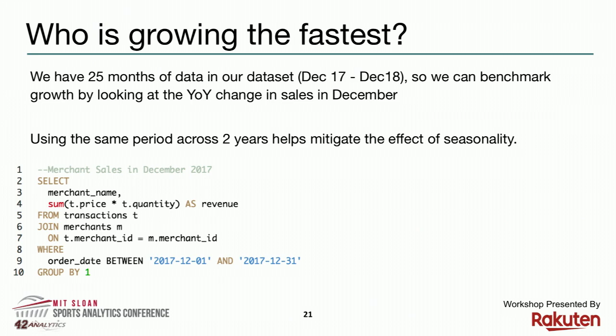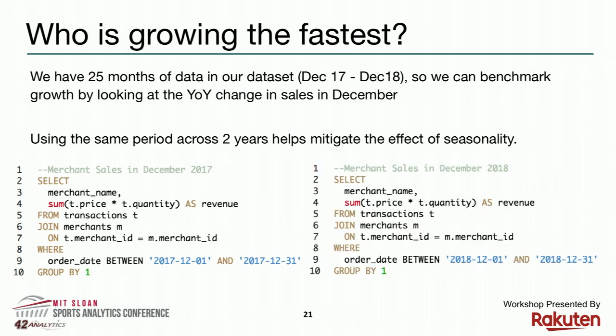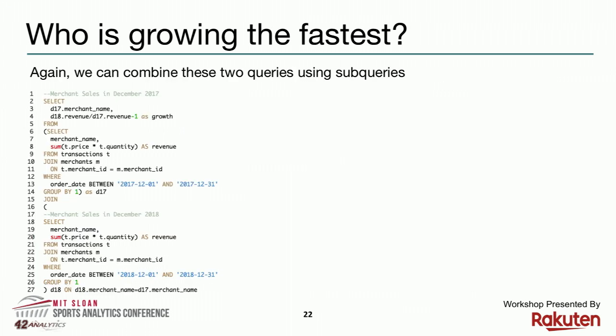The way we can do that is, again, we're going to take two queries. We're going to take our 2017 query, generate revenue by merchant for 2017, and then do the exact same thing for 2018. And again, we're going to have to combine these in some way. So once again, we can combine them using a subquery.